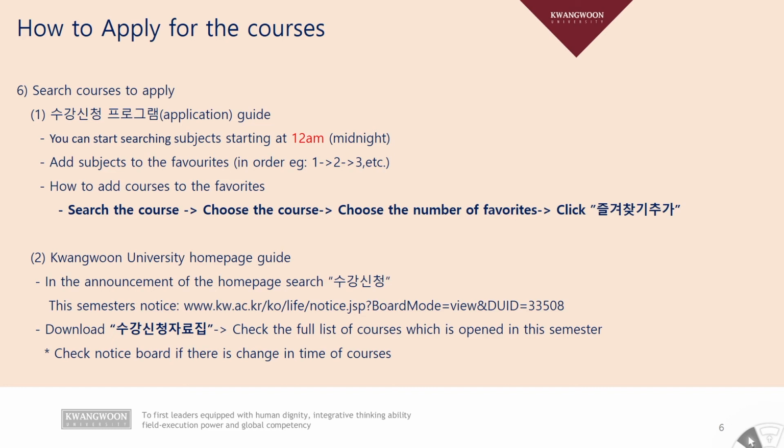So in order to register for a course, you need to search for a course that you want to register. You can start searching for the courses from midnight, that's 12 a.m. After you have searched the courses, you can add them to the favorites.